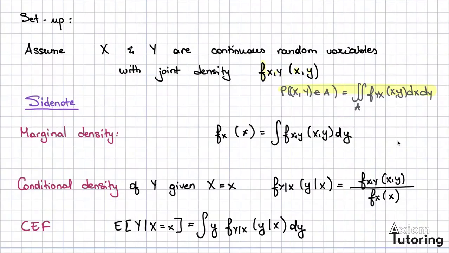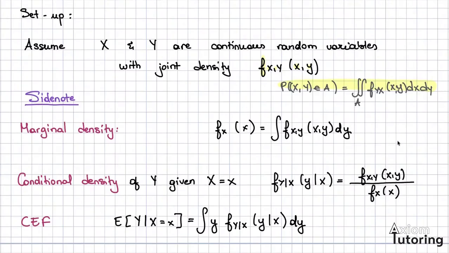Side note, we're going to have to remember the definition of the marginal density, which is a direct consequence of the expression that I just highlighted here. Then the conditional density of y given that x takes a particular value. And ultimately, a reminder that the CEF is going to take this shape right here under the continuous case.